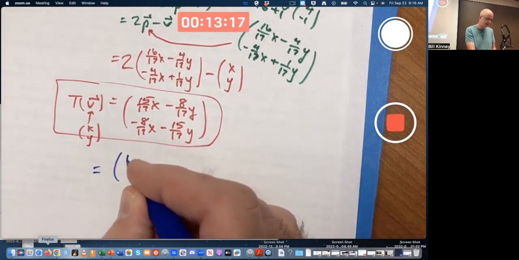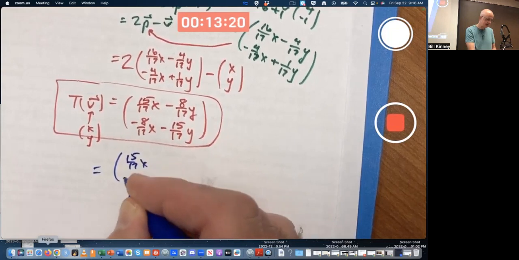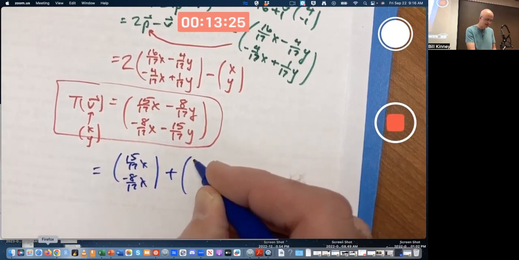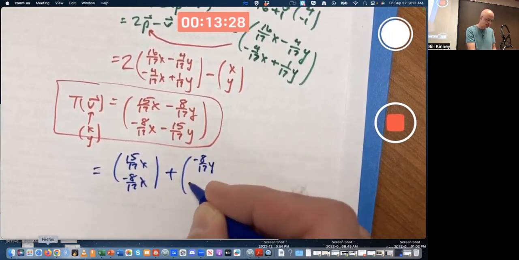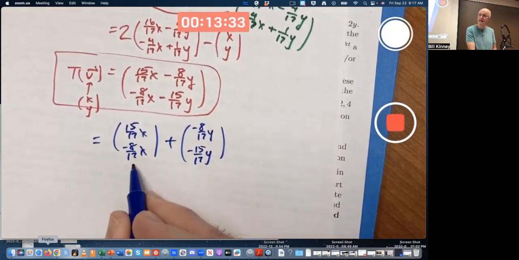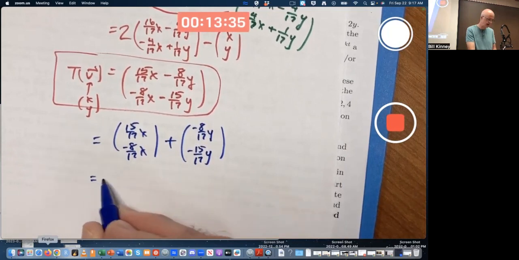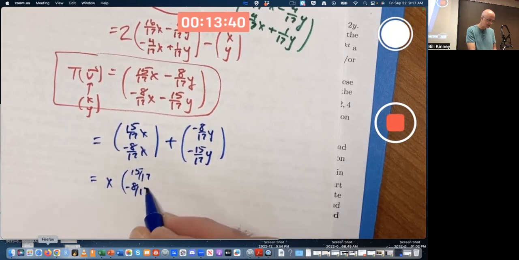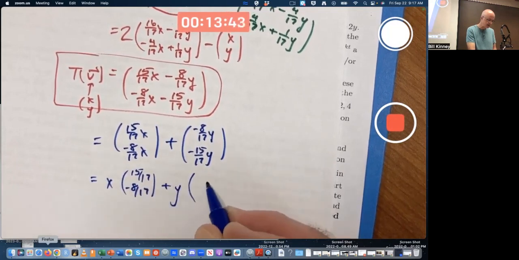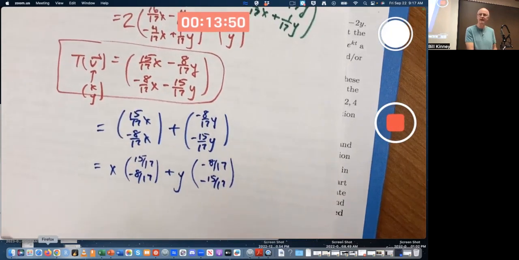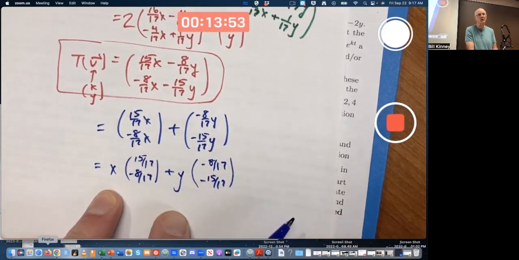I could first separate it as 15/17 x, -8/17 x, plus -8/17 y, -15/17 y. And then with this vector, I can factor out the scalar x, and with this vector, I can factor out the scalar y. I can write this as a linear combination like this. A linear combination of vectors is a sum like this, where you have weights in front of the vectors. These scalars are sometimes called weights or coefficients.